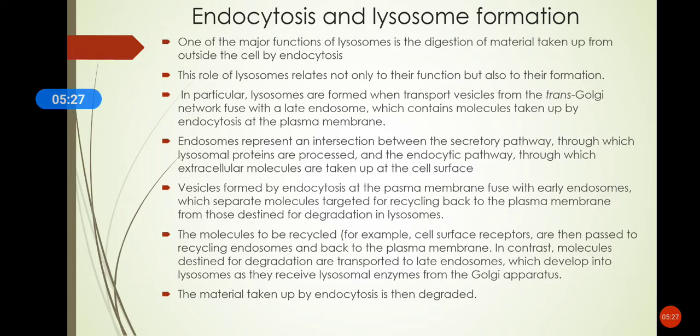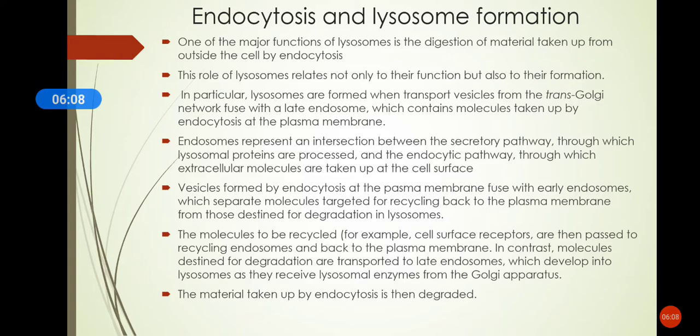These endosomes are present both in the secretory pathway and the endocytic pathway. In the secretory pathway, once they fuse with the vesicles from the TGN, they process these lysosomal enzymes or proteins. So that is how they are involved in the secretory pathway. In the endocytic pathway, these endosomes are formed by plasma membrane invaginations. During that process they take up extracellular molecules from the cell surface. So it is an intersection between both these pathways.